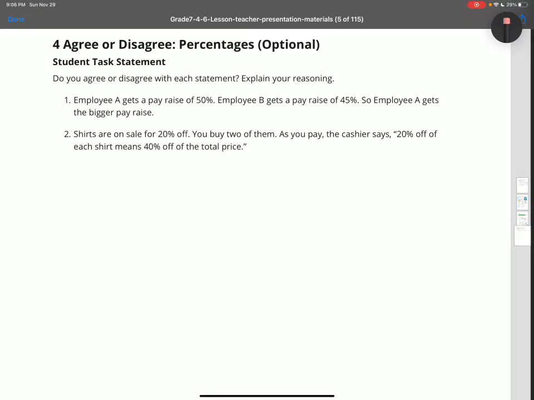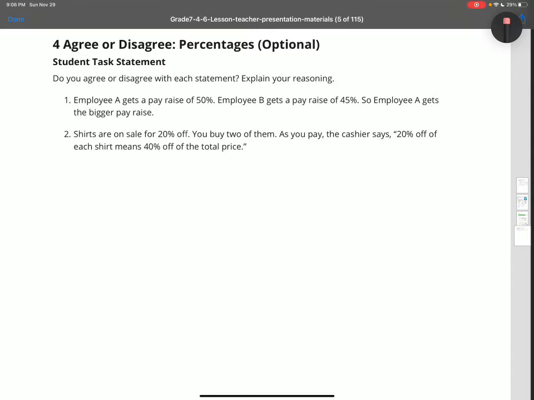Okay, guys, let's look at the last question of this lesson. Agree or disagree? It says, do you agree or disagree with each statement? Explain your reasoning. So, statement 1 says employee A gets a pay raise of 50%. Employee B gets a pay raise of 45%. So, employee A gets the bigger pay raise, okay?